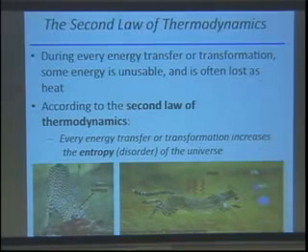And then the second law of thermodynamics says that during every energy transfer or transformation, some energy is lost, right? And it's often lost as heat. It basically says that there's not a perfect conversion of energy from one form to another. When conversion goes on, there's always a loss, and typically it's a loss in the form of heat. So basically what this means is that every energy transfer or transformation increases the disorder, or entropy, of the universe, right? It always increases the entropy of the universe.